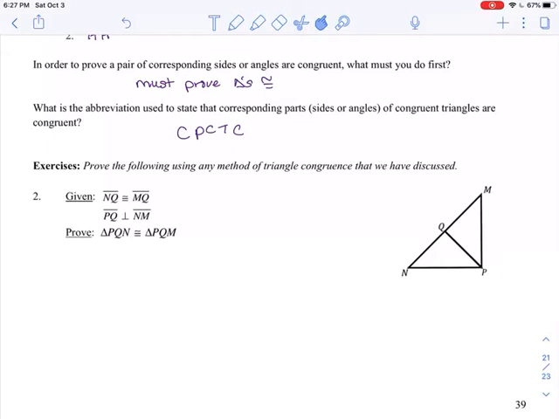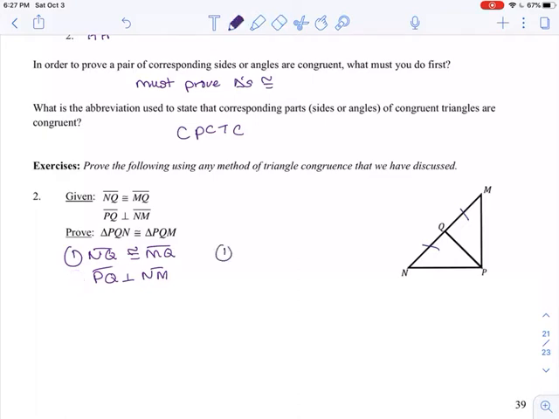All right, this is really just a summary, so I'd like you to pause this and see if you can try these proofs on your own, and then you can play the video to check what you have. All right, so this first one, my given: NQ is congruent to MQ, and I'm going to mark my diagram for that. NQ is congruent to MQ, and I know that PQ is perpendicular to NM.